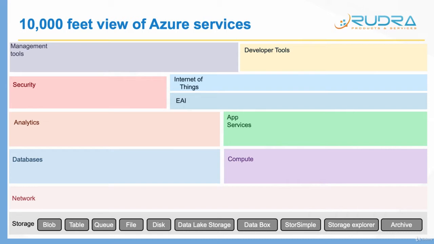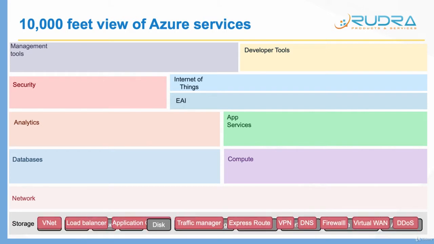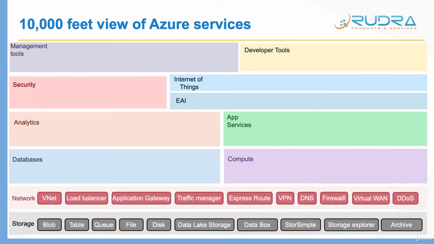And the next category of services are network related, within which you have virtual network, using which you can create your own private network in the cloud. And you have load balancer. Load balancer provides layer 4 load balancing. Application gateway provides layer 7 load balancing. And Traffic Manager provides regional level load balancing and rerouting. So if you want to route the traffic between the regions, then go for Traffic Manager.